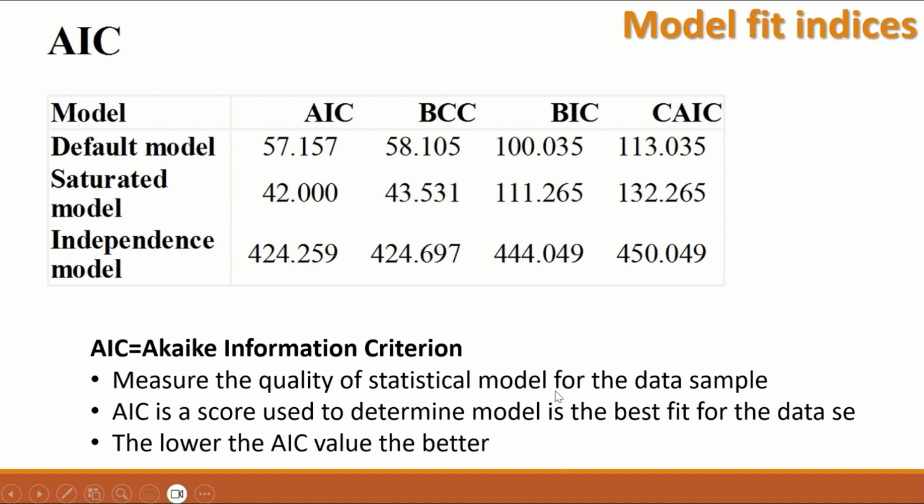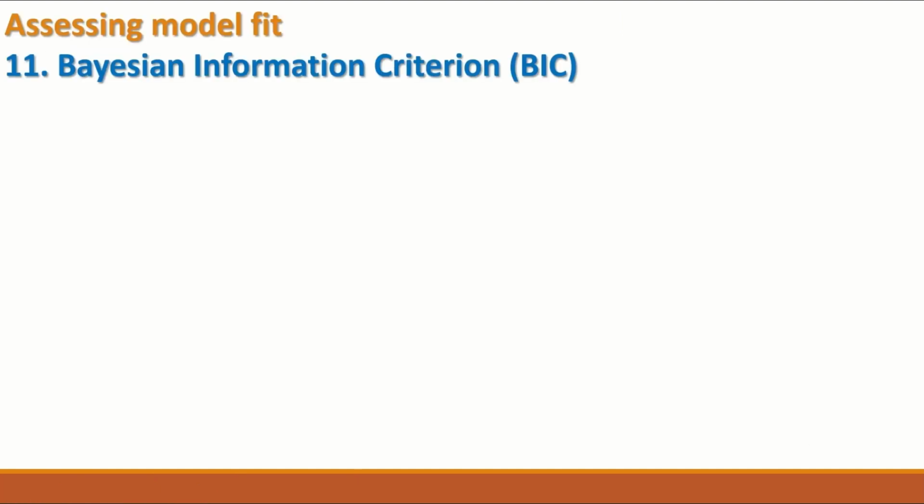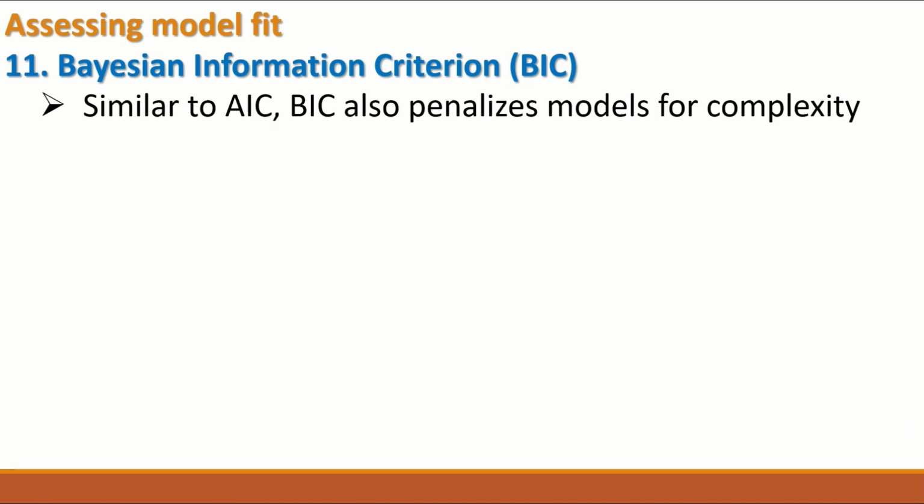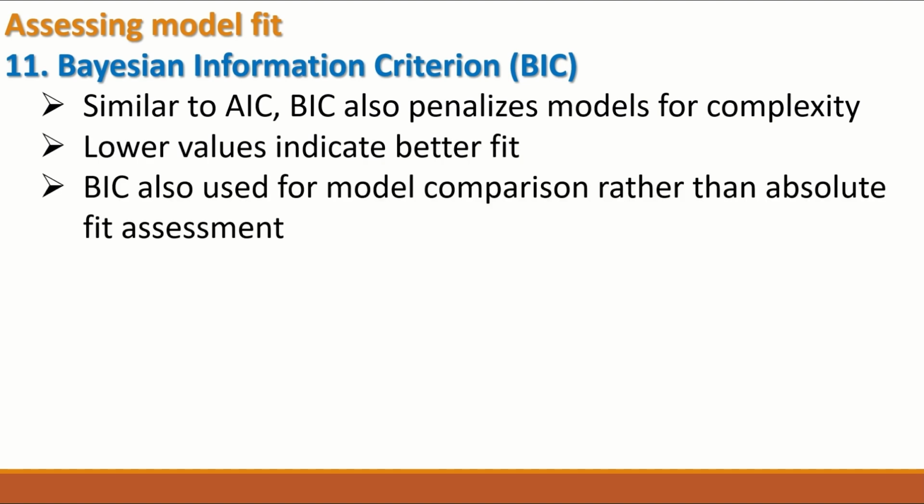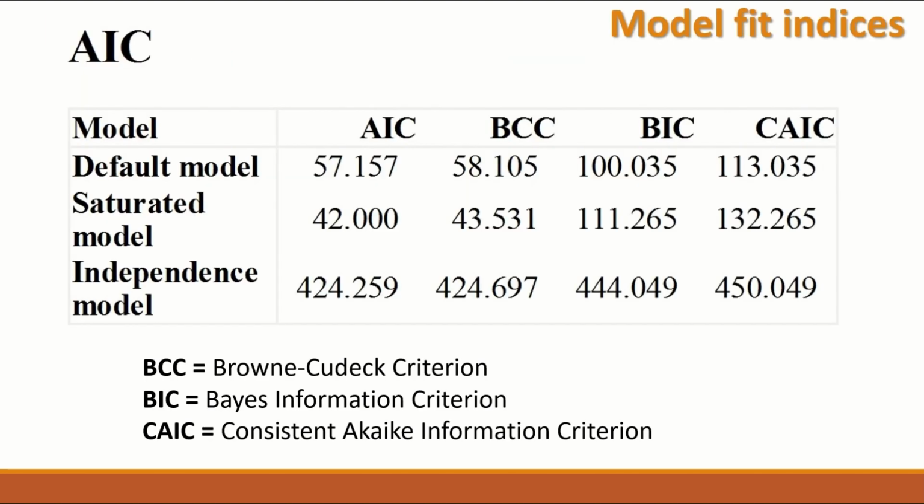It measures the quality of a statistical model of a data sample to determine which model is the best fit for the data. The lower the value, the better. Another index is the Bayesian Information Criterion, BIC, which is similar to AIC. BIC also penalizes models for complexity. Lower values indicate better fit. BIC is also used for model comparison rather than absolute fit assessment. Shown here in this table, the BCC for Browne-Cudeck criterion, BIC for Bayes information criterion, and the last one for consistent Akaike information criterion.